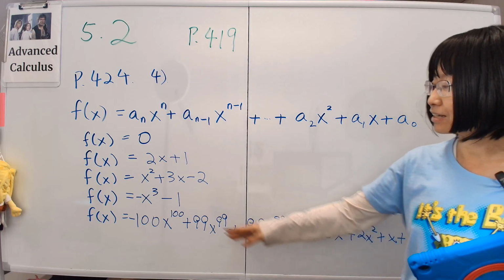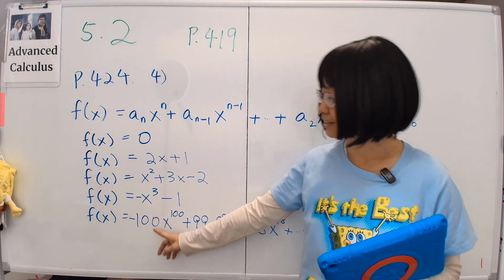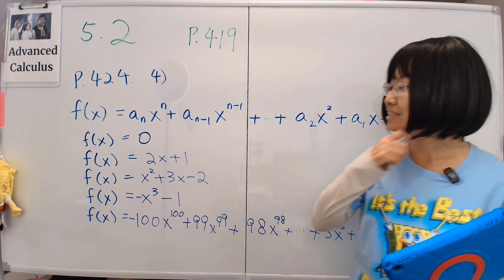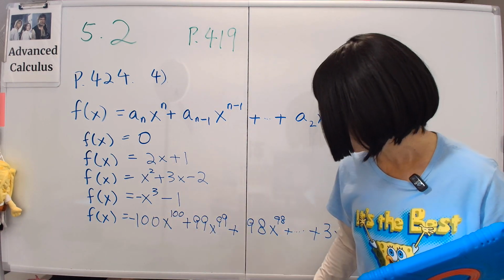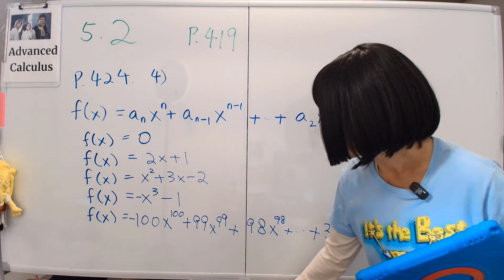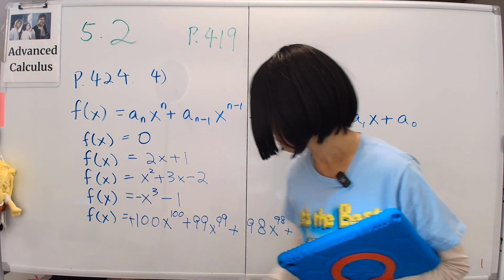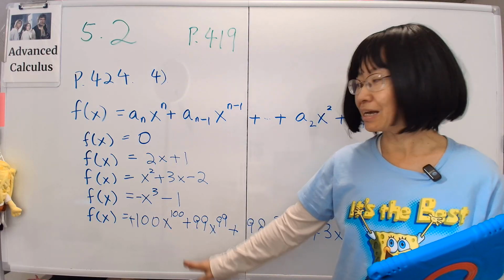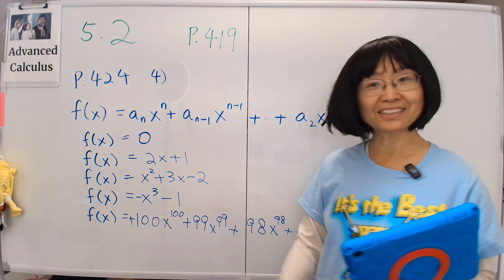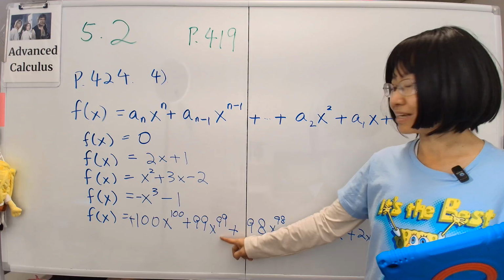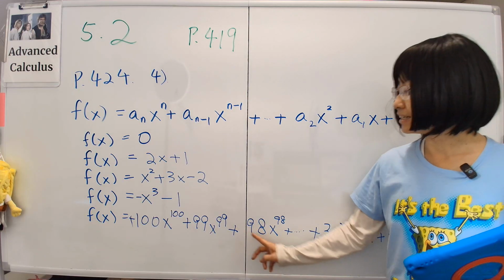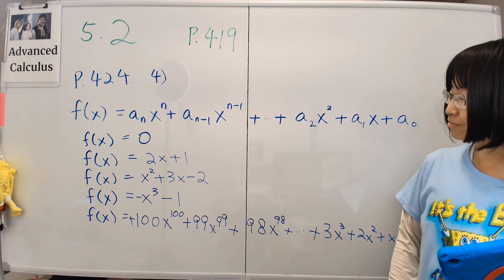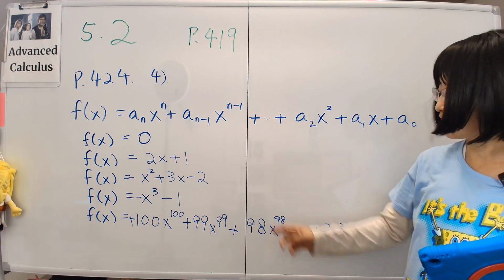As a result, imagine this function right here, which I have just made up. I don't know why there's a minus sign there. Let's keep it simple. We'll keep it positive. So the function I made up is 100 times x to the power 100 plus 99 times x to the power 99 plus 98 times x to the power 98. And then I ran out of steam and I don't want to write anymore, which is why I did this. But you can imagine.